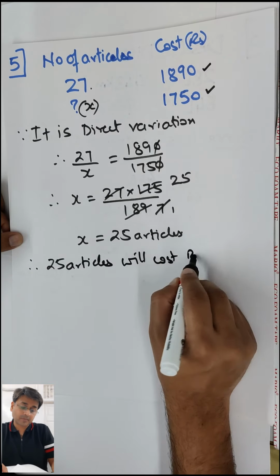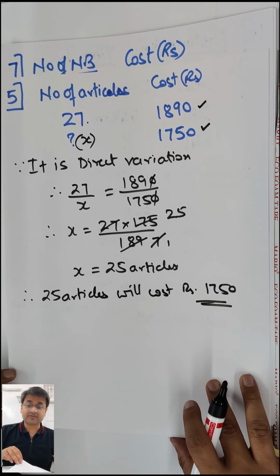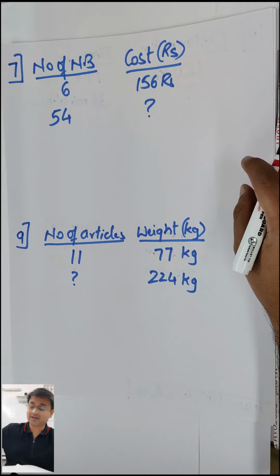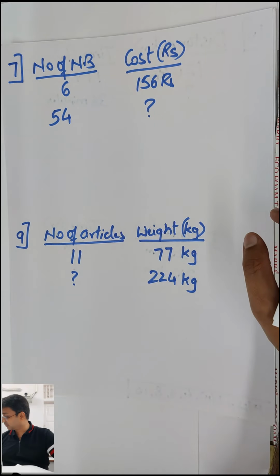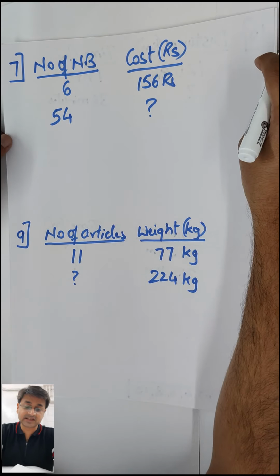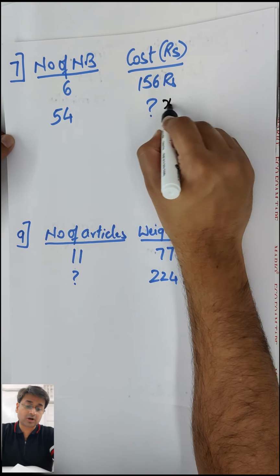Okay, easy. Come on, the next one, sum number 7. I am not showing the table to you. Try on your own and then we will go ahead. So there you go, sum number 7. Come on, get the table. So they say 6 notebooks cost 156. So 54 notebooks, what will be the cost?